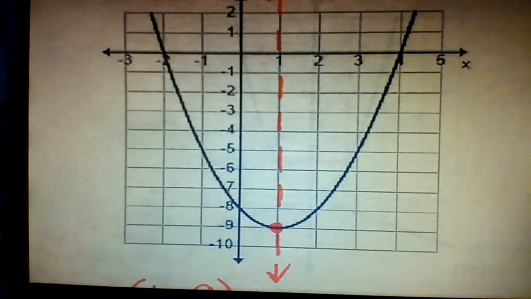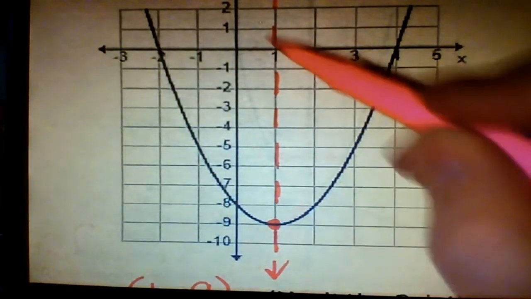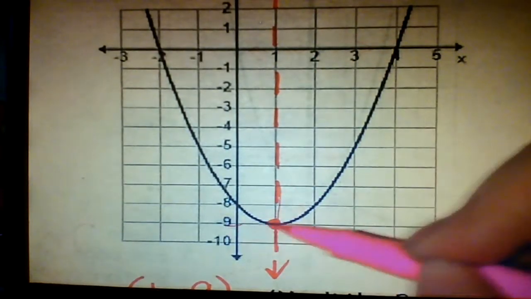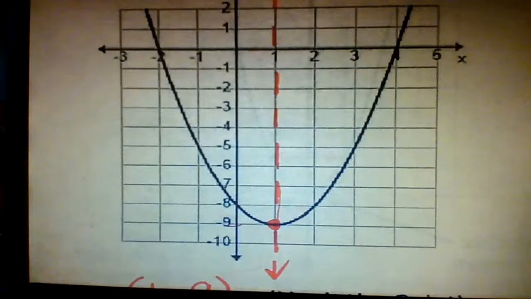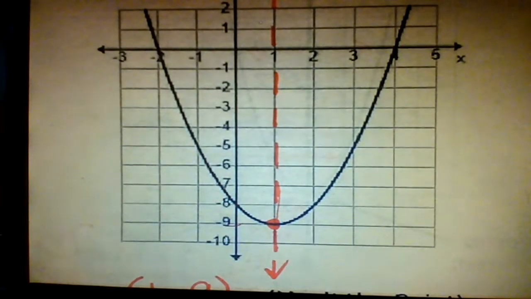Okay. Your vertex is either your low point or your high point. Miss Ayel has already said it's a minimum. It's a low point. As I read my graph from left to right, it goes down and then back up. So I have a low point. That low point is right here on my graph. That's the point 1, -9. So my vertex should be 1, -9. Where it says maximum or minimum, you should have put minimum. It's my low point.